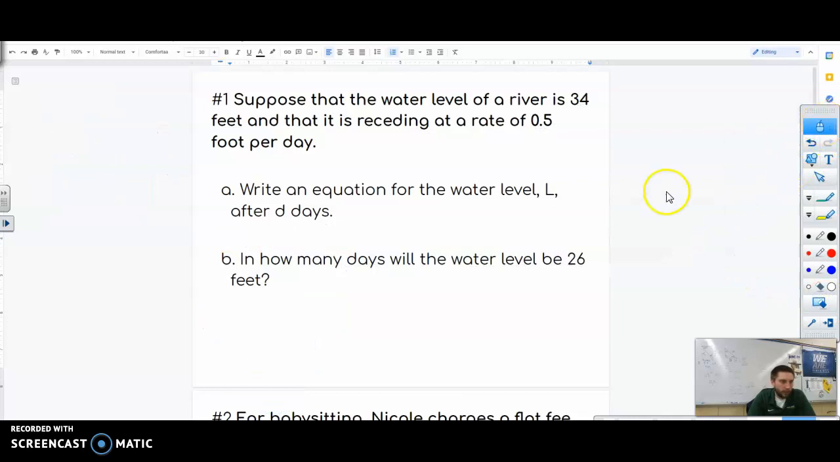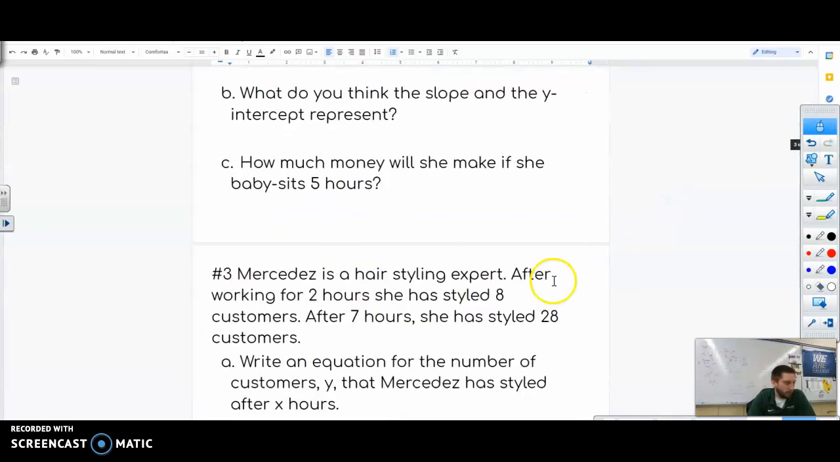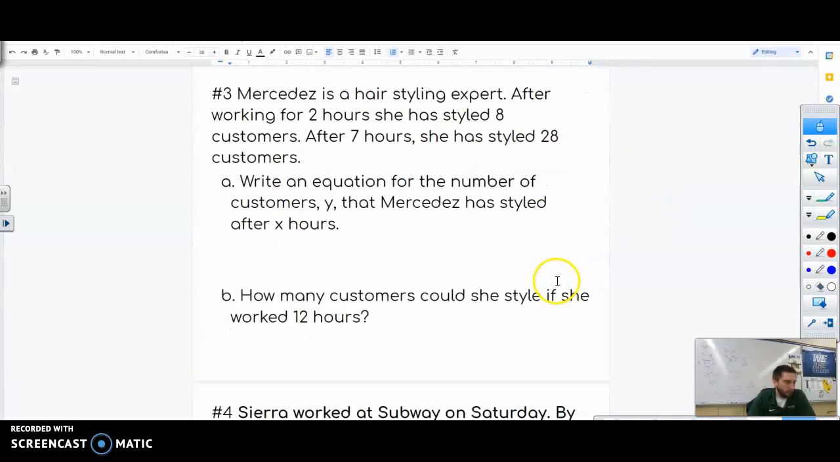So let's go ahead and, I don't know, which one should we do next? Let's do number 3. So if you scroll down to number 3, we'll go ahead and give this one a try. Number 3 says, Mercedes is a hairstyling expert. After working for 2 hours, she has styled 8 customers. After 7 hours, she has styled 28 customers. Write an equation for the number of customers Y that Mercedes has styled after X hours.